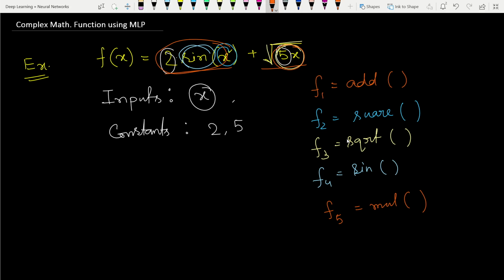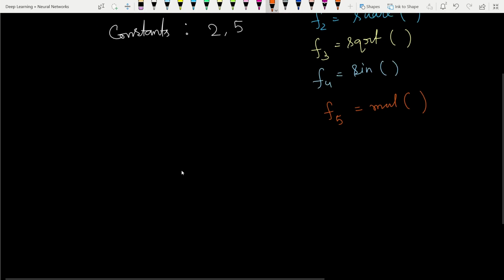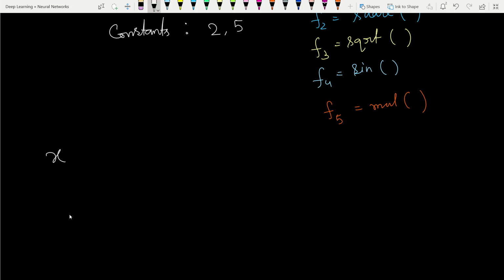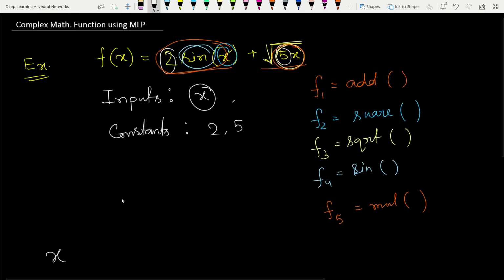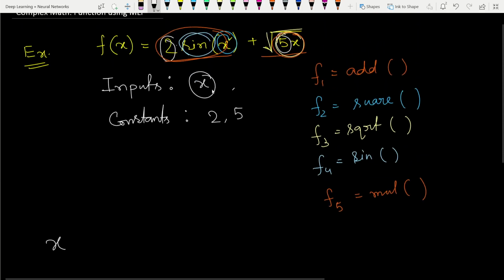Now let's represent this equation in the form of that MLP. How will we represent it? First, let's write the inputs. Here our input is x and two biases, two constants, 2 and 5, the constant terms that we require. So first, what do we have to compute? First we have to take this one and this one.